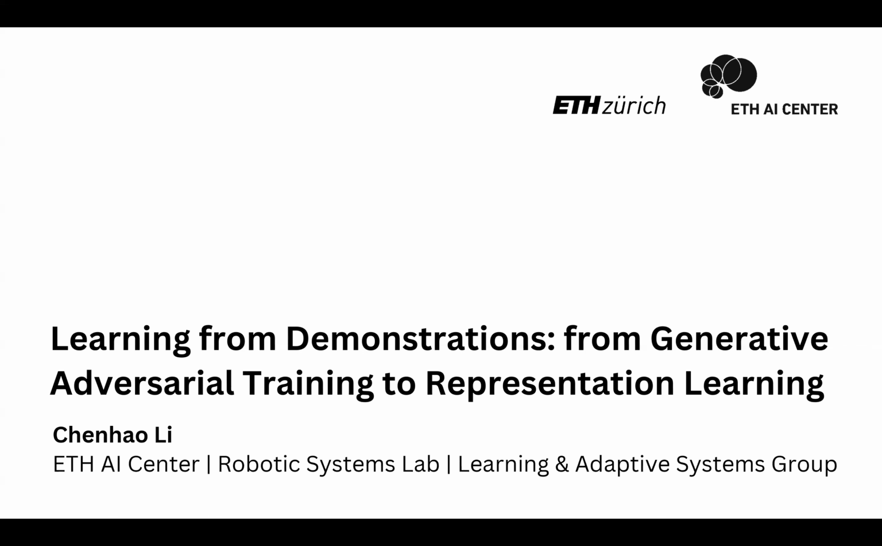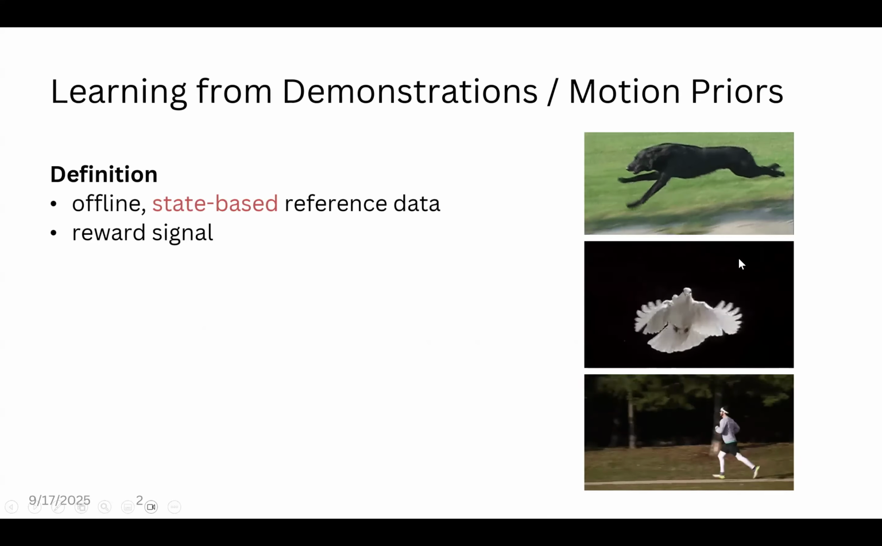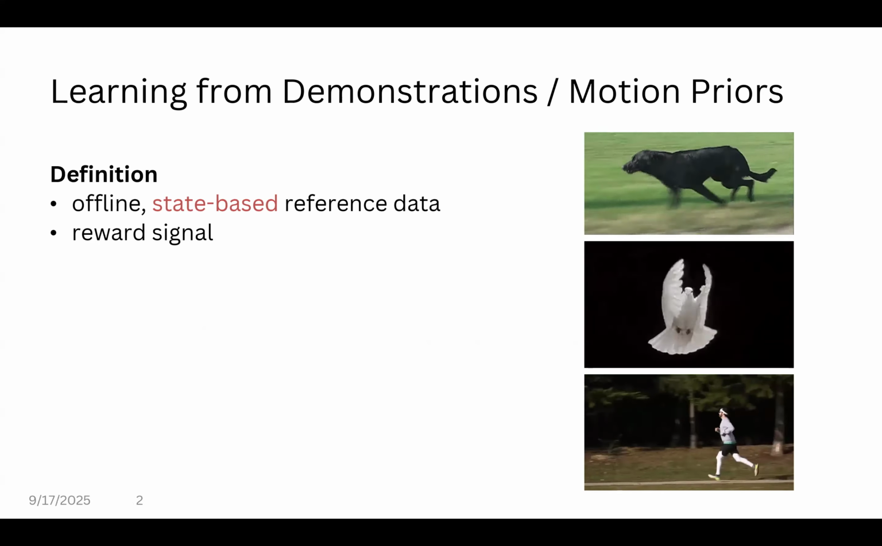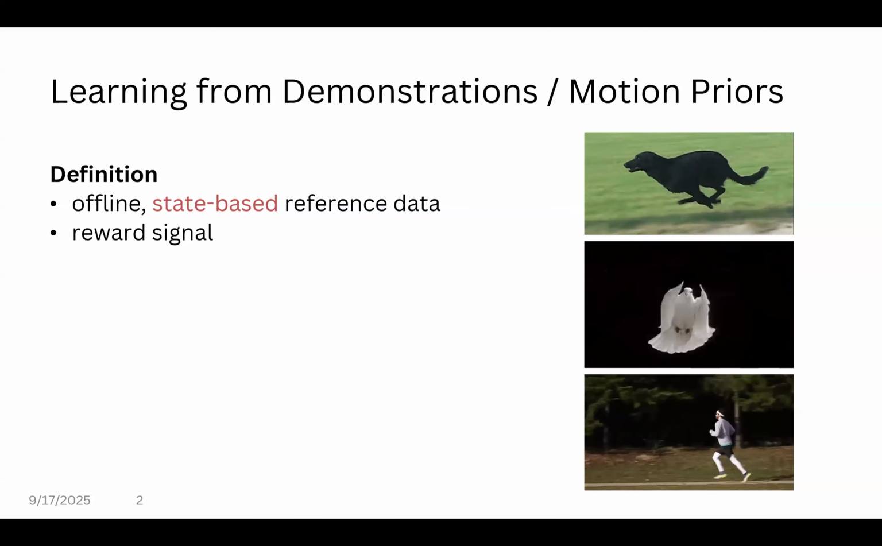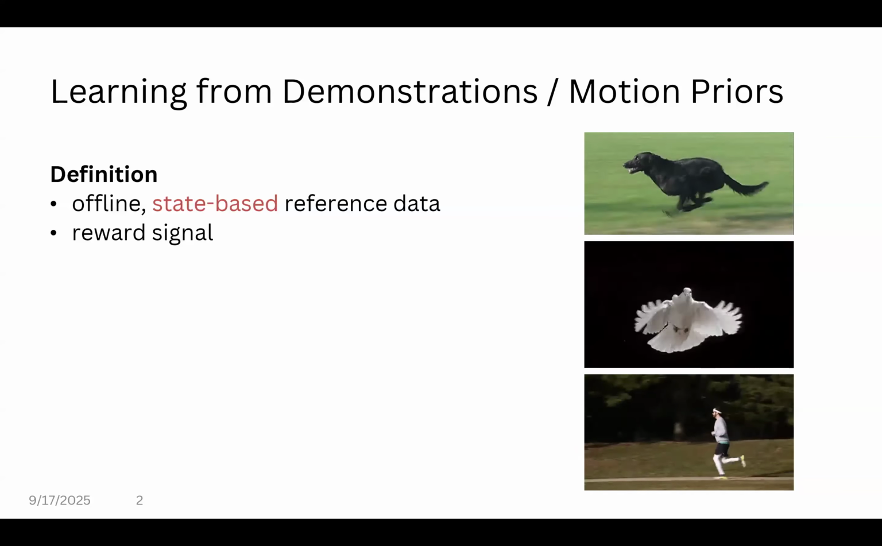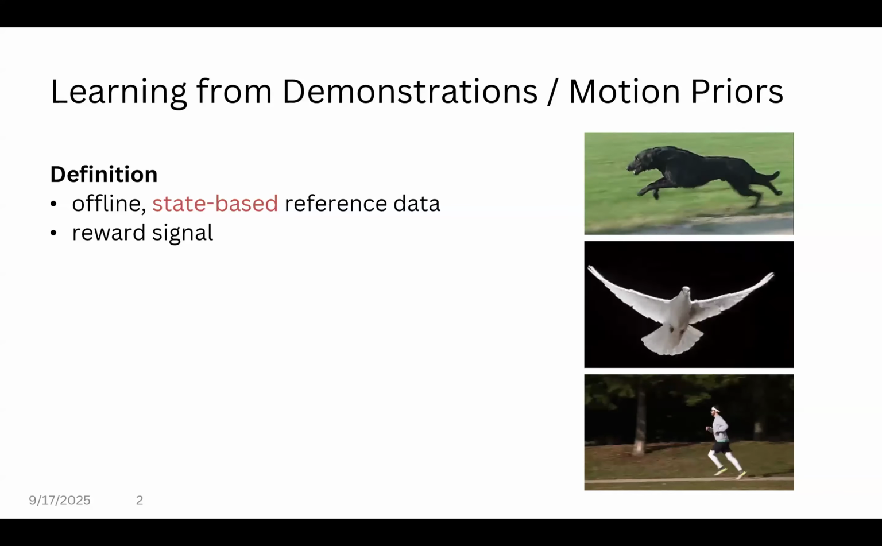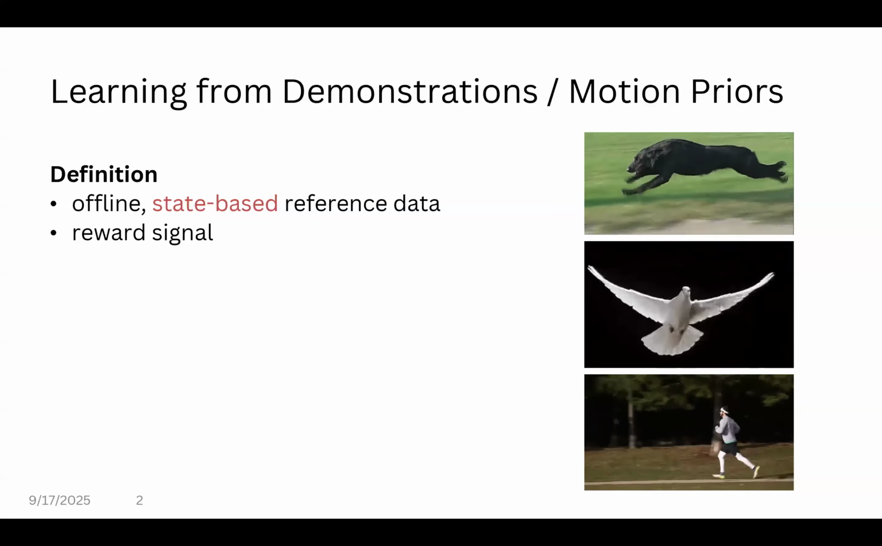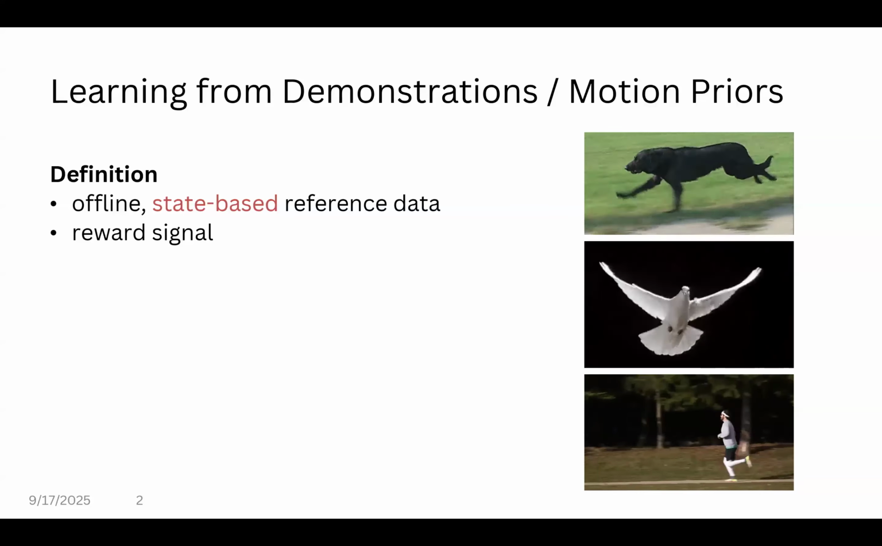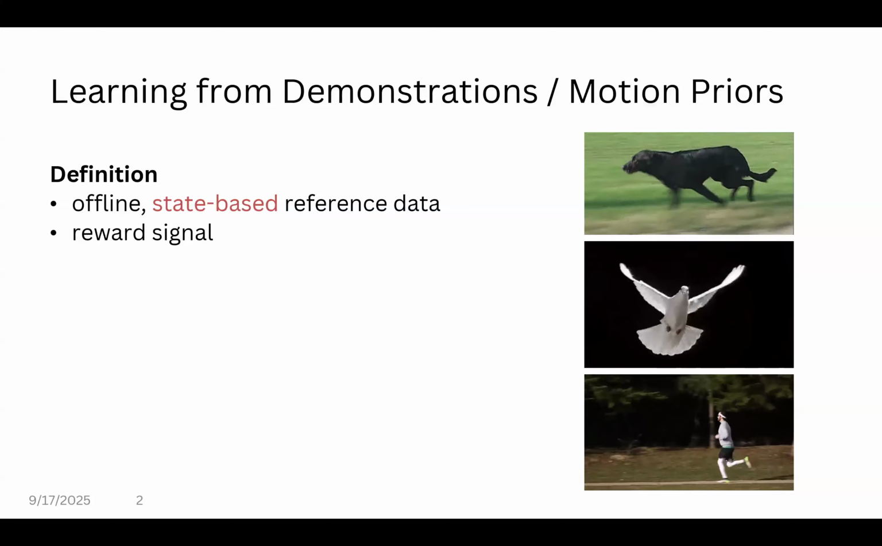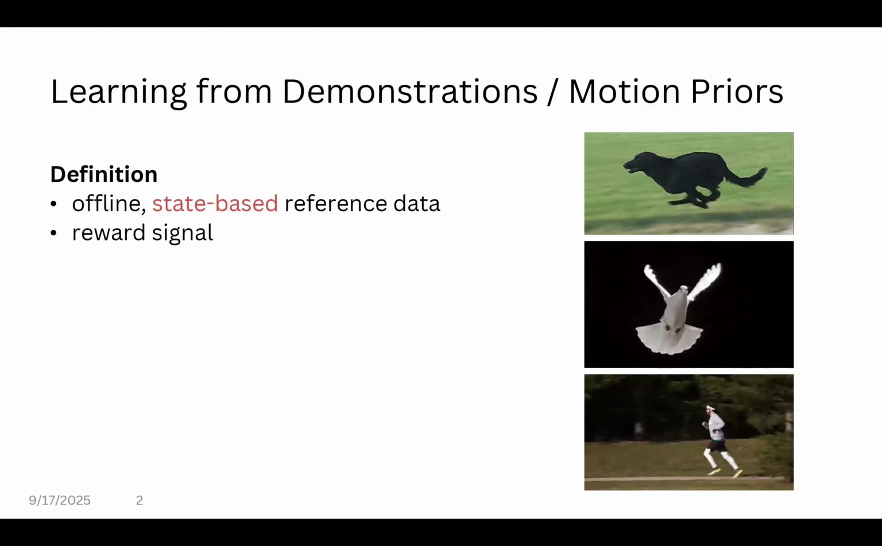Great. So the title goes "Learning from Demonstrations: from Generative Adversarial Training into Representation Learning." I'm going to talk about these two parts later. First, I want to define our scope. I'm calling this learning from demonstrations or motion priors. By demonstrations, motion priors, or reference, whatever, I really mean offline state-based reference data. So we don't have actions. We don't have expert actions. All we're doing is trying to convert it to some reward signal that can be used during RL training.